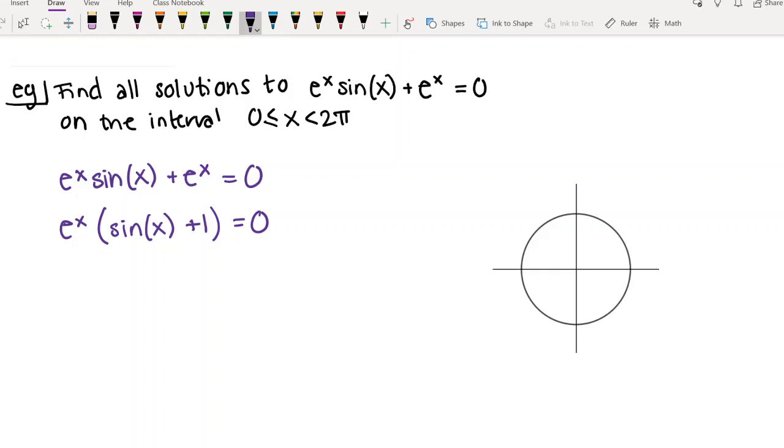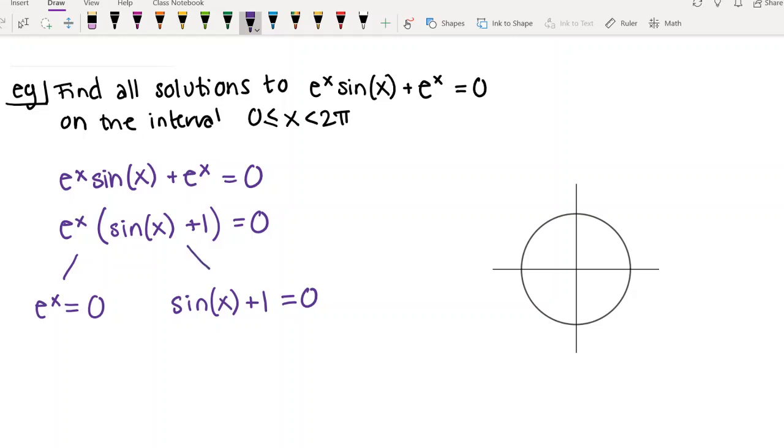So from here, what do we do? Well, it's the same as in all the other examples. Solving by factoring, if you have two things multiplied equal to 0, that means one of those things has to be 0. So our options are that e to the x is equal to 0, or that sine of x plus 1 is equal to 0. Let's start with the first one, e to the x is equal to 0.